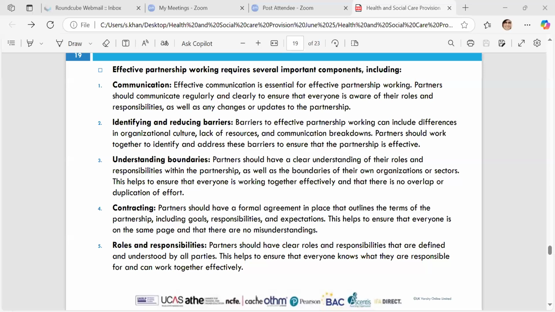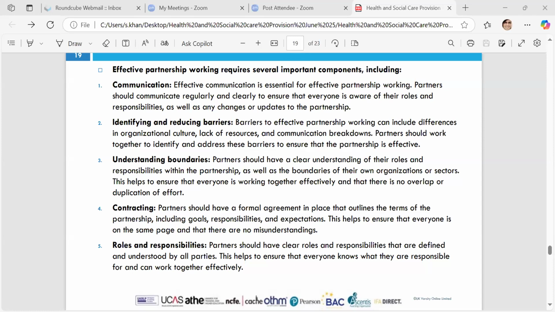Then you've got identifying and reducing barriers, and the whole point of identifying strong communication is to reduce any differences, cultural differences, any priorities, lack of trust. And when partners work together, they need to address these barriers to ensure that they work together and promote a smoother collaboration.